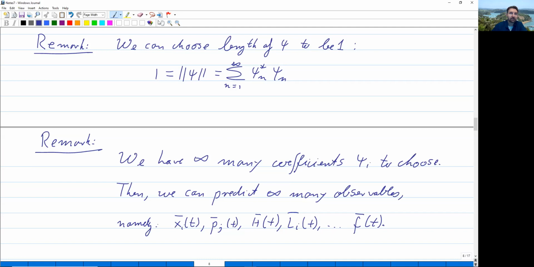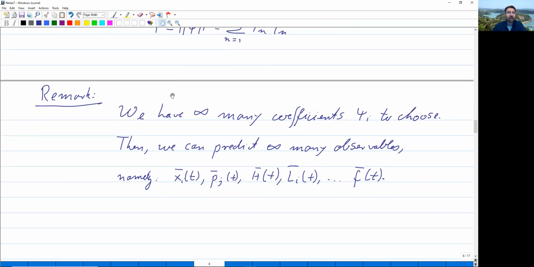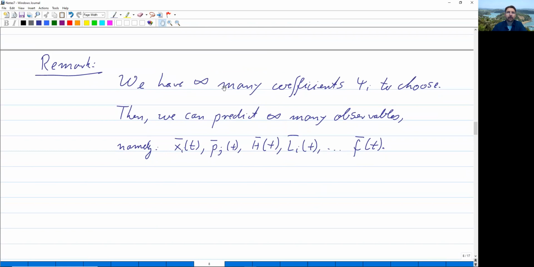So it seems this is fair enough. We can choose infinitely many coefficients for psi. In fact, we have to choose infinitely many coefficients for psi because it's a column vector with infinitely many entries. So we get to choose infinitely many numbers to specify the initial conditions. And then we can predict infinitely many numbers too. And even their time dependence, right? That's the whole point. So it would seem fair enough. Okay, infinitely many initial conditions, infinitely many predictions can be made.